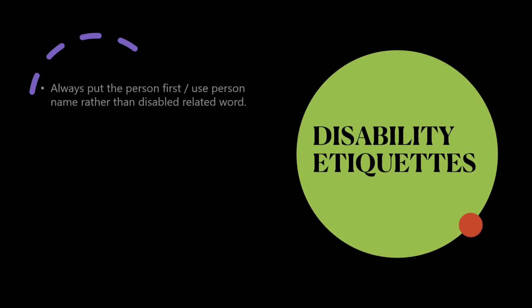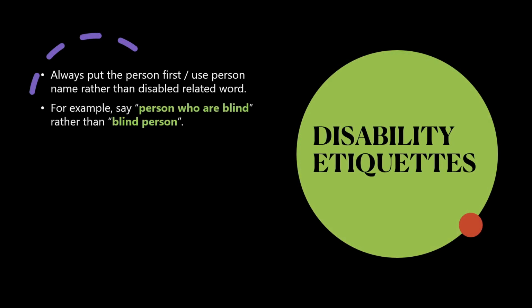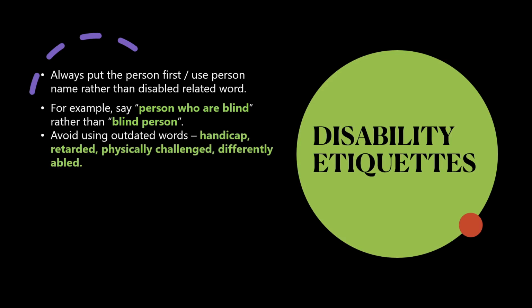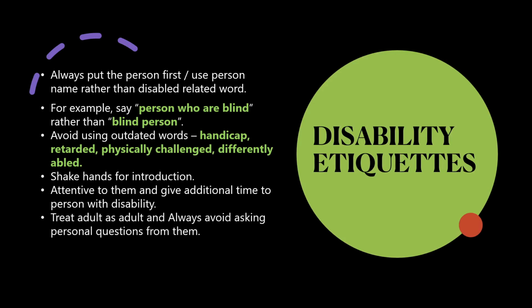Disability etiquettes. Always put the person first. Use the person's name rather than disability-related words. For example, say person who is blind rather than blind person. Avoid using outdated words: handicap, retarded, physically challenged, differently abled. Shake hands for introduction. Be attentive to them and give additional time to a person with disability. Treat an adult as an adult and always avoid asking personal questions.